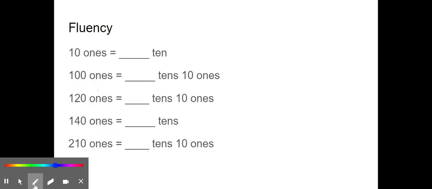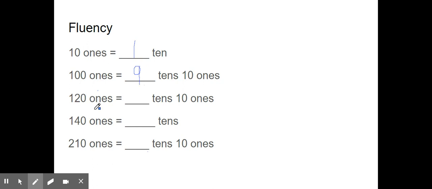Now let's do some fluency. Today we are reviewing some of our units. Pause the video and go ahead and fill in the missing parts, and then we'll go over it together. Let's go over it. 10 ones equals blank 10. I know that 10 ones is the same as 1 ten. 100 ones equals blank tens and 10 ones. I know that 100 ones is the same as 100. And 100 equals 10 tens. If I make one of those tens into ones, it's going to be 9 tens, 90, and 10 ones.